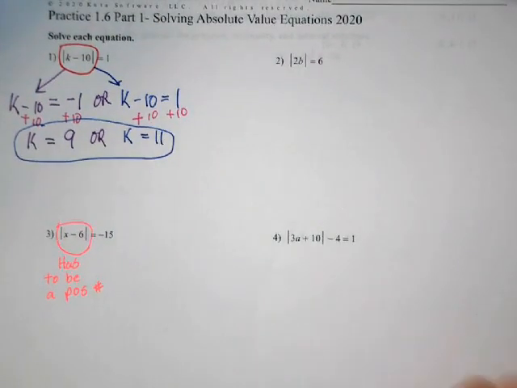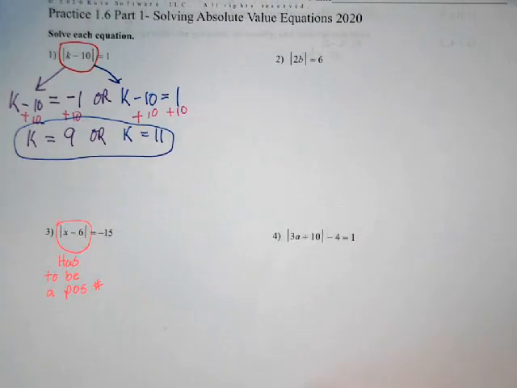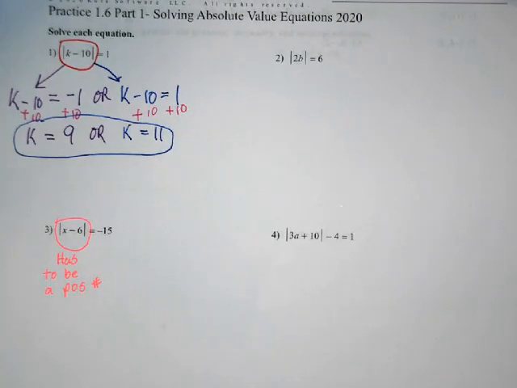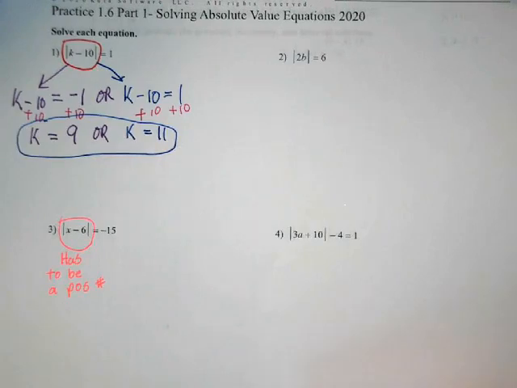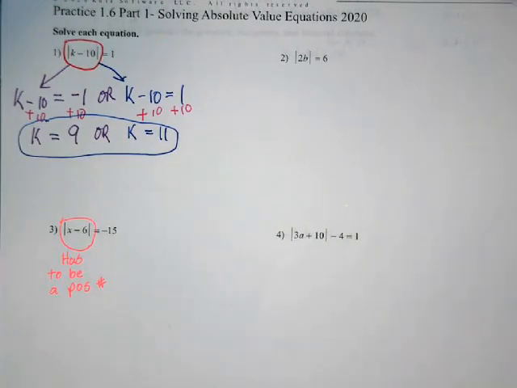And then number 6, I told you to multiply by 3 first, so that you cancel out that denominator. That was on the other sheet, 1 through 4.